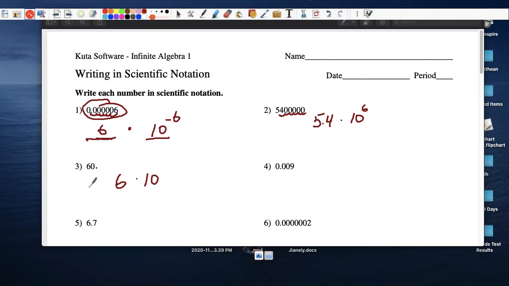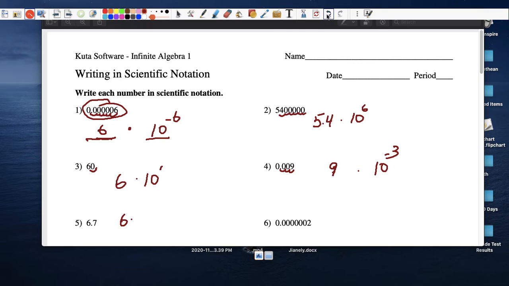The decimal's over here right now, right? We're going to move the decimal once, so it's 10 to the first power, or just 6 times 10. Okay, so again, we already know it's a negative, so the decimal is going to move 1, 2, 3. So it's going to be right to the right of 9. So 9 times 10, and it moved 1, 2, 3 times. 6.7.